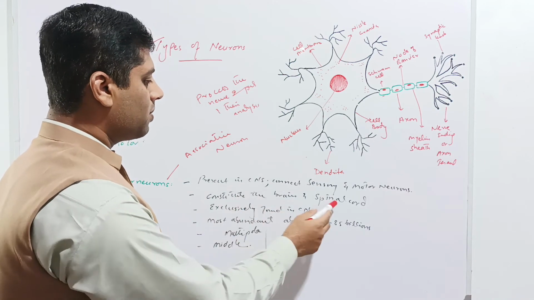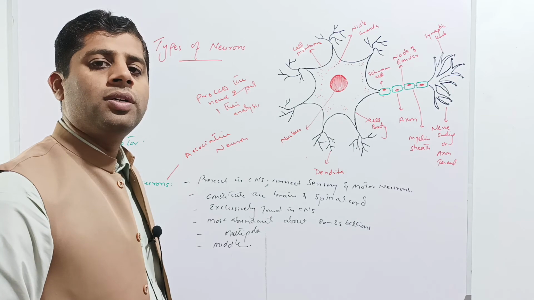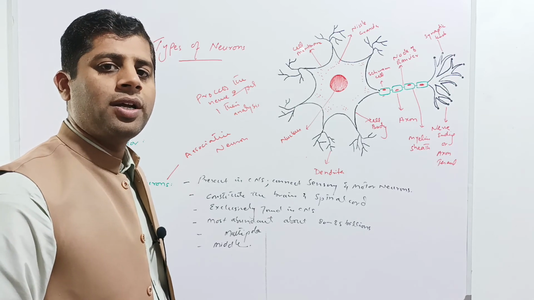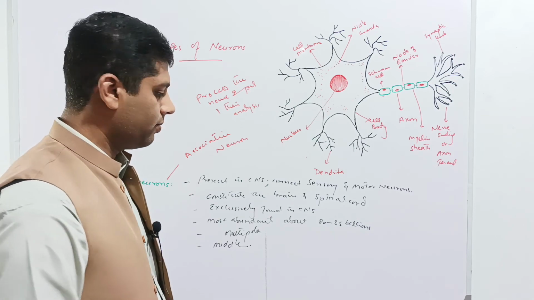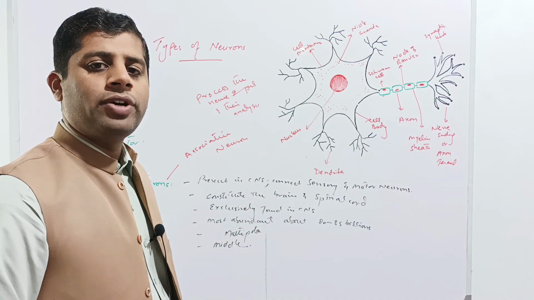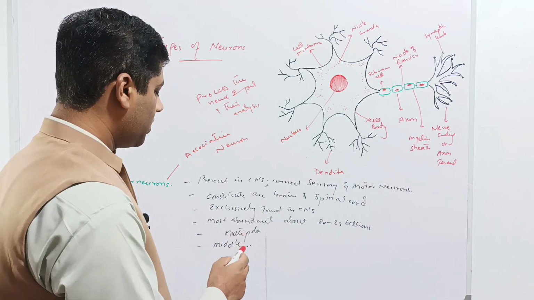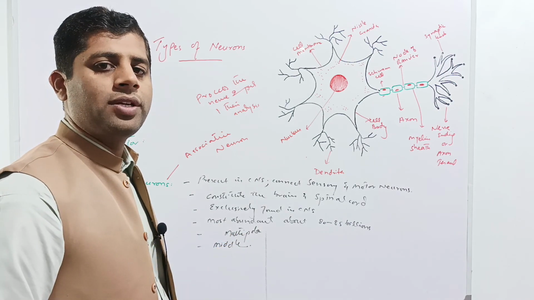These constitute the brain and spinal cord, and we can say that these are exclusively present in the central nervous system. These are only present in the brain and spinal cord and never found in any other part of the body. These are the most abundant neurons of all three kinds, and about 80 to 85 billion interneurons are present in the human body. These are also multipolar, and these serve as middlemen between the sensory and motor neurons.